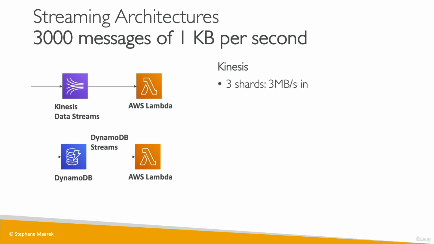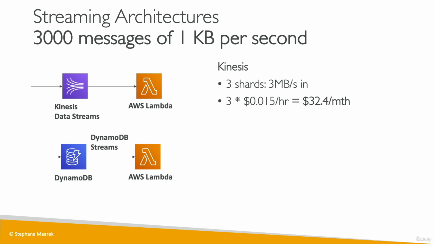Well, for Kinesis, I did some computations for you. So we have 3 shards because we need 3,000 messages of 1 kilobyte. So 3 shards are going to be 3 megabytes per second. And the cost of 3 shards per hour is 3 times 0.015. This is based on some numbers I found on the AWS website. And this gives you about $32 per month of cost.